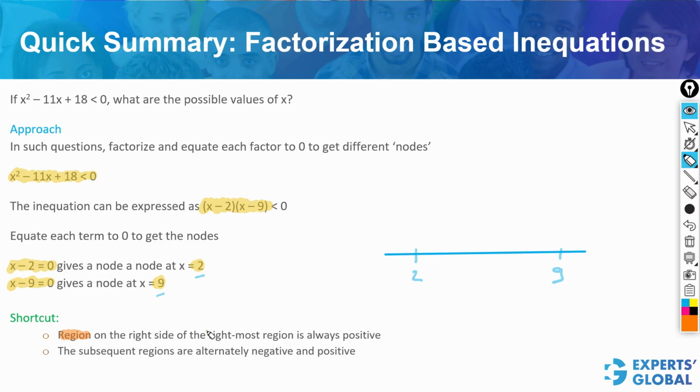Now, the region on the rightmost side is always positive. So this part is positive, and then the previous regions are alternately negative and positive. So we get a minus sign here, a plus sign here. Now the question seeks negative values. Therefore, the required region is this region. The required answer is that x must be between 2 and 9.